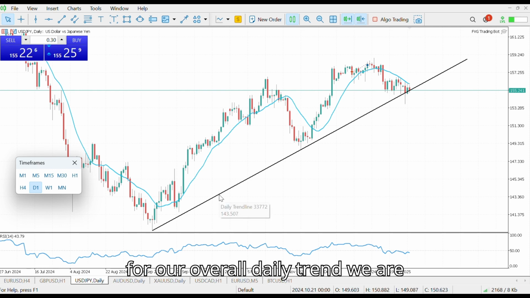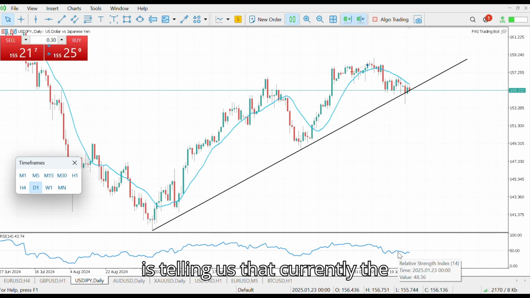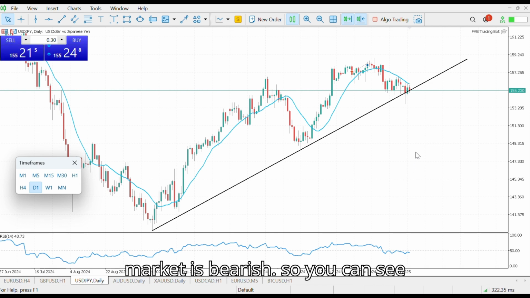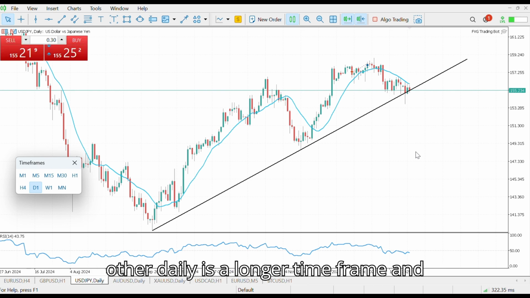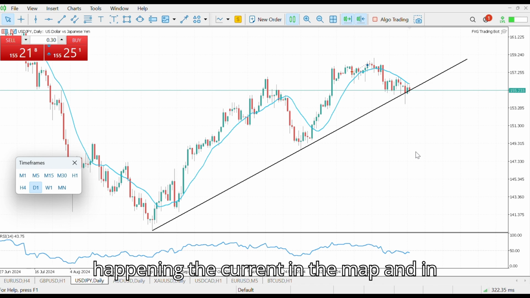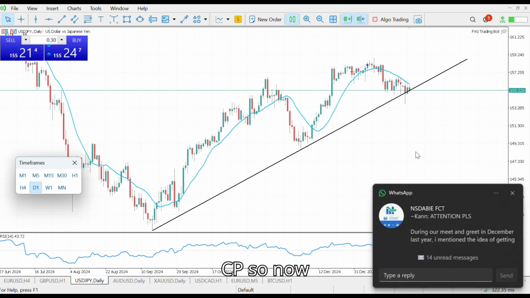For our overall daily trend, we are seeing a bullish trend, and our RSI is telling us that currently the market is bearish. So you can see that these two are actually in conflict, but that does not mean anything is wrong, they are complementing each other. Daily is a longer time frame, and the RSI is telling you about the current movement in that particular currency pair.